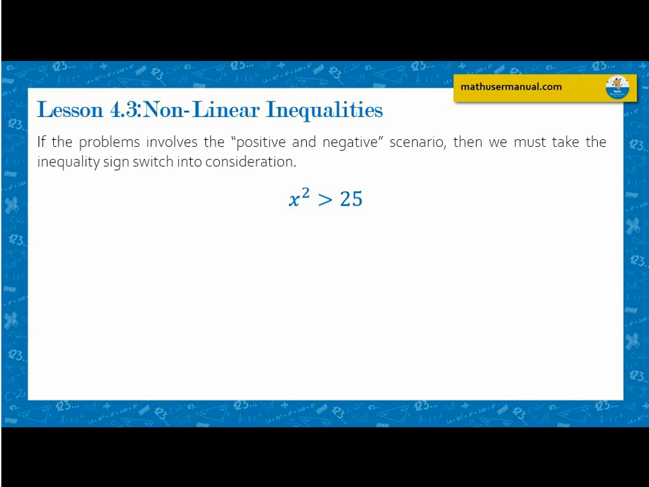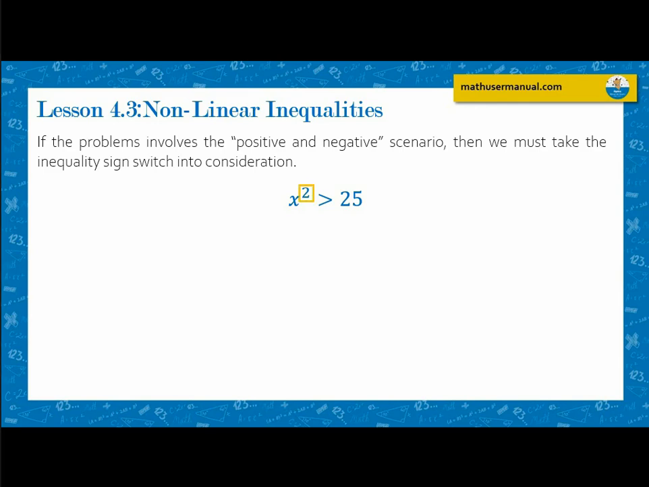But what happens if we have nonlinear inequalities? Because yes, nonlinear inequalities are part of math, like in this situation, x squared is greater than 25. How do we solve nonlinear inequalities? Well, the process is very similar to what we do with equations, just a few extra steps. But let's start with what we know.